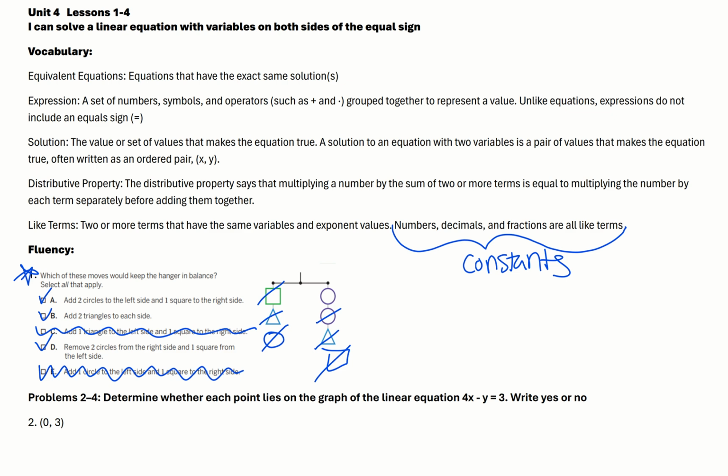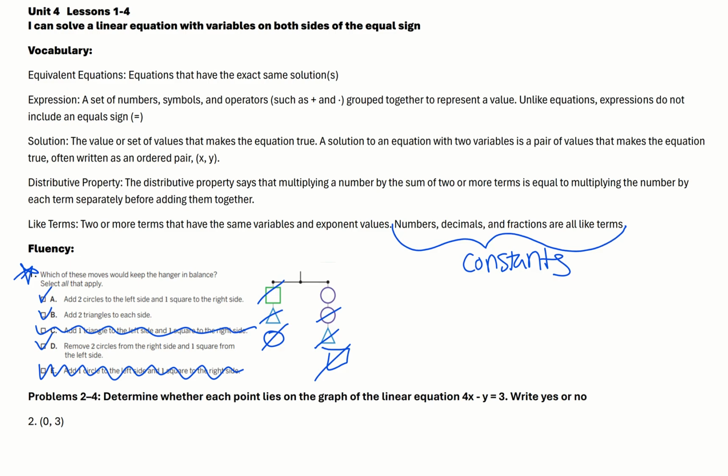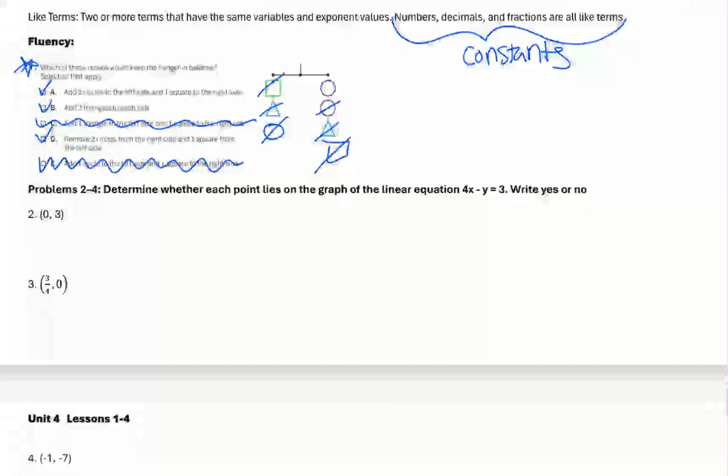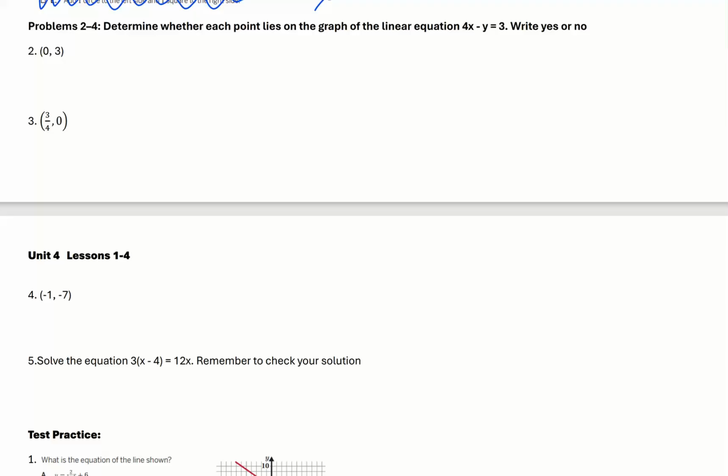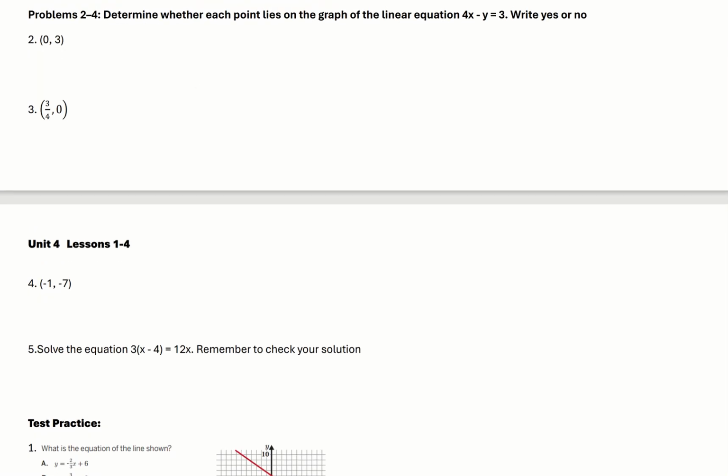All right, so that's the strategy I would use to answer this type of question. Definitely make a note that this is a test question, so highlight that question. All right, we have problems 2 through 4. Mine separated, so that's why I scrolled the way I did. Yours should be all together.